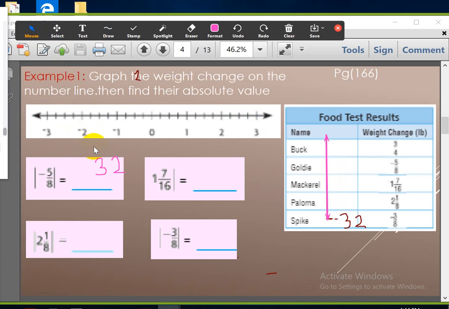Now let's see this example on page 166. Okay, I will erase those. I think you write the answers. Okay, look, graph the numbers on the number line, then find their absolute value. I want the absolute value for those numbers.